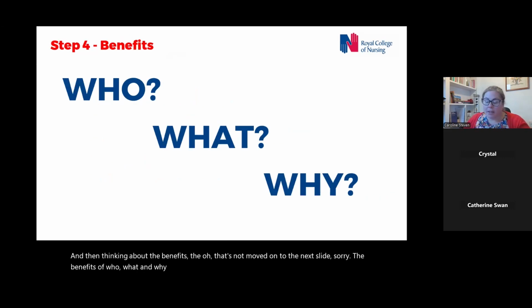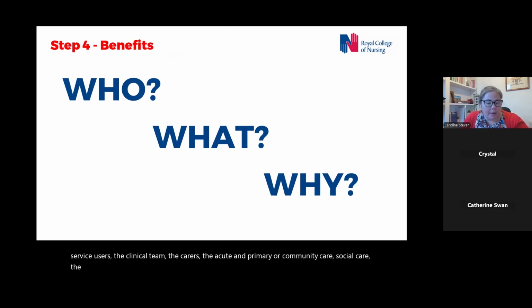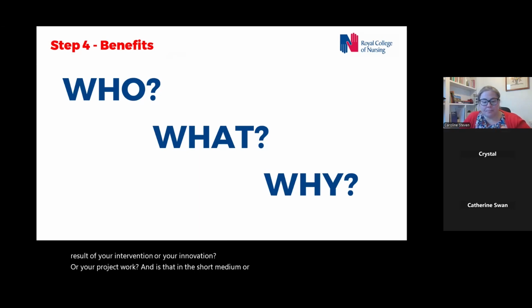So who will benefit from the service? Be clear about this: who it is, the service users, the clinical team, the carers, the acute and primary or community care, social care, the environment, and in what ways. What do you expect will change for these groups as a result of your intervention or your innovation or your project work, and is that in the short, medium or the long term?